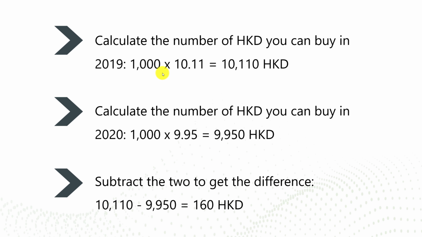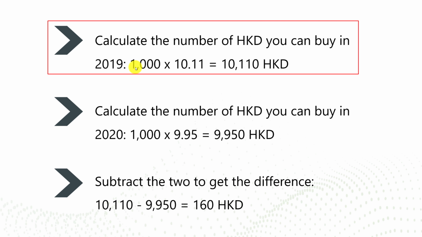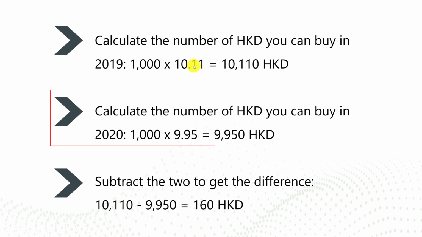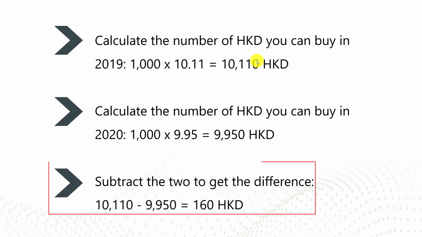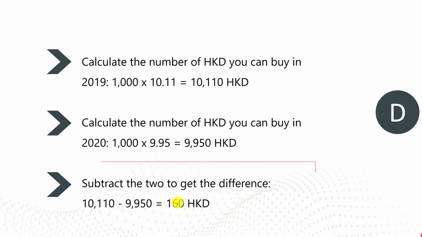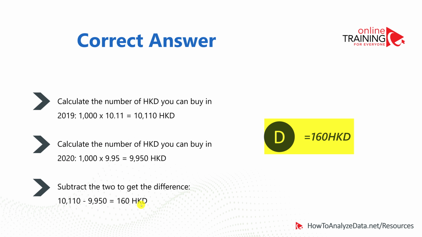You can calculate the total amount of Hong Kong dollars bought in 2019 by multiplying 1,000 by 10.11, and then calculate the same value for 2020 by multiplying 1,000 by 9.95. And then you calculate the difference, which would be the equivalent of 160 Hong Kong dollars. Hopefully you've got this one right.